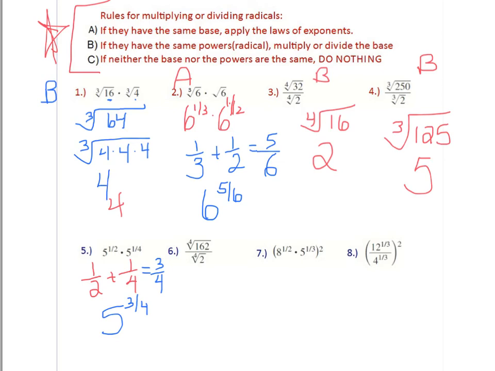Somehow my answer for number 1 disappeared. And then what I should have done for number 2 is, because I started with radicals, I should end my answer with a radical. So I'm going to rewrite this as 6 root of 6 to the 5th.